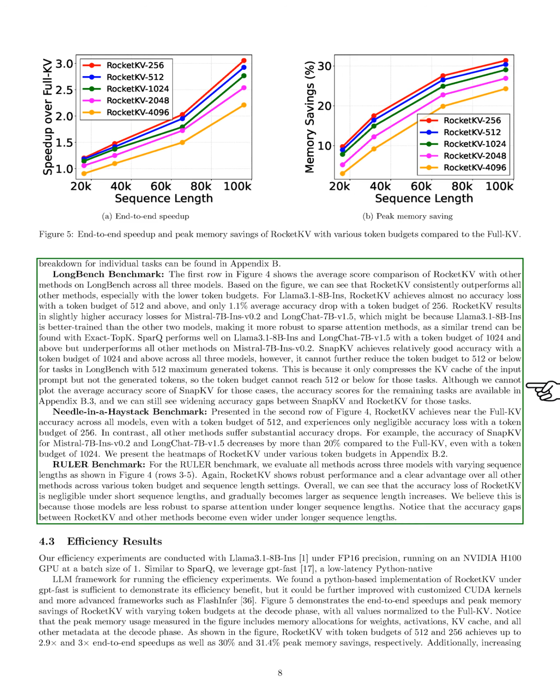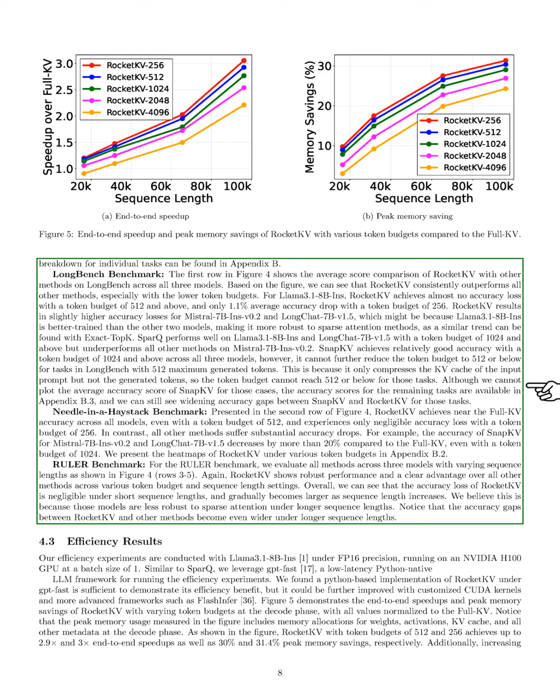Section: Efficiency Results. In this section, we present our efficiency results from experiments conducted using Llama 3.1-8B INS with FP16 precision on an NVIDIA H100 GPU, utilizing a batch size of 1. We employed GPT-Fast, a low-latency Python-native LLM framework, for our efficiency tests. We discovered that a Python implementation of RocketKV within GPT-Fast effectively showcases its efficiency, although it could be enhanced with custom CUDA kernels and advanced frameworks like FlashInfer.